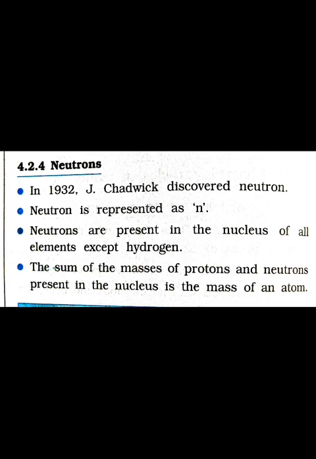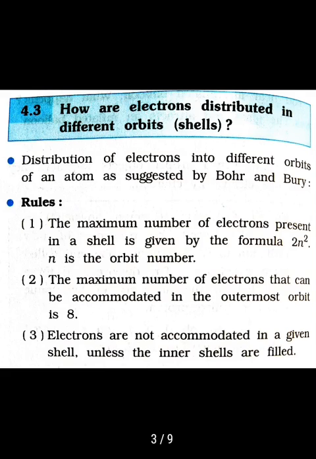Now we can see how the electrons are distributed in different orbits or shells. The distribution of electrons into different orbits of an atom was suggested by Bohr and Bury. There are certain rules for writing the number of electrons in different energy levels or shells.